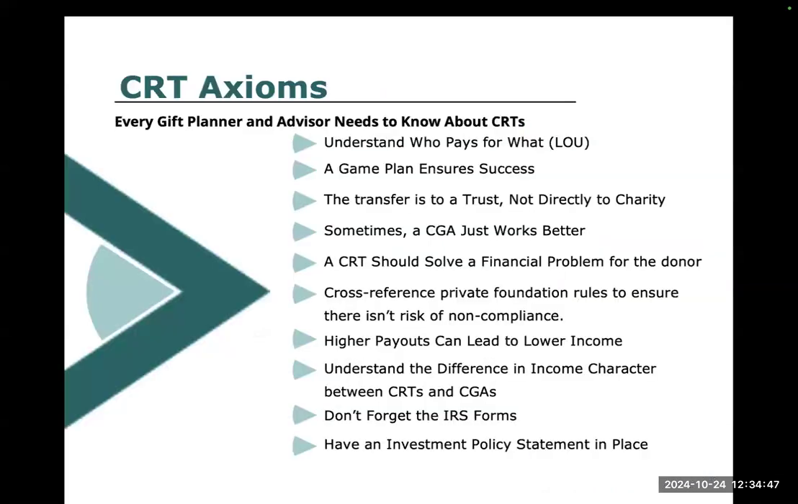And speaking of that, let's talk about the 10 axioms that every gift planner or advisor needs to know about charitable remainder trusts. I just kind of started writing these. I'll give you a bonus one right out of the gate, and that is that if you've seen one CRT, you've seen one CRT. Now, that may seem a little dramatic, but if you've done a number of CRTs, you will know that to be true.